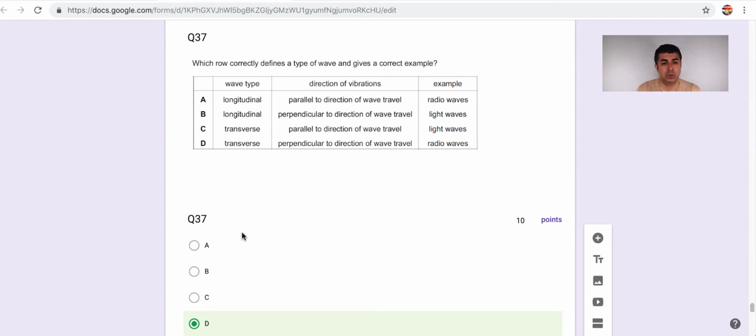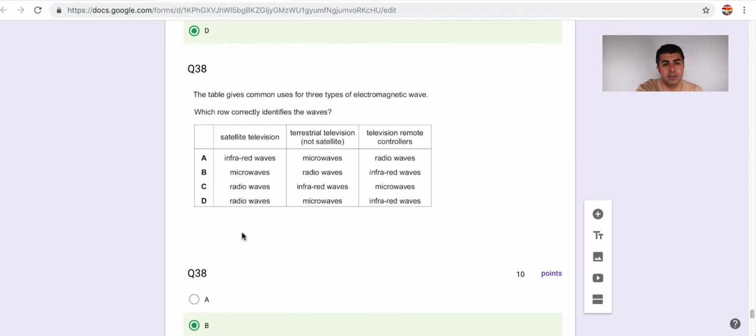And let's look at C, transverse, and the middle column parallel. Well, no, those are wrong with respect to each other. And light waves, well, the first column and the last column are correct for C, but the middle column is incorrect with respect to the other two. Only in D are all the columns correct with respect to each other.